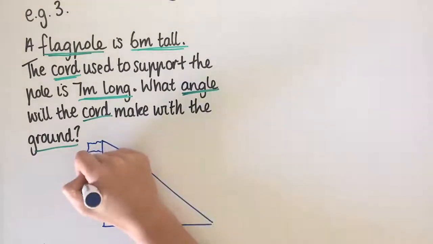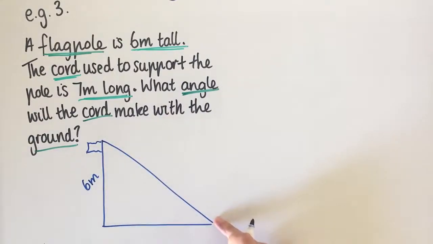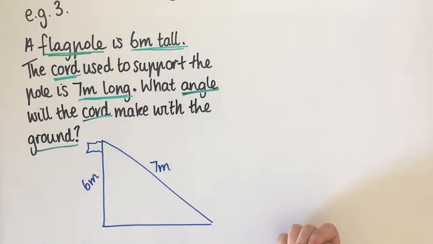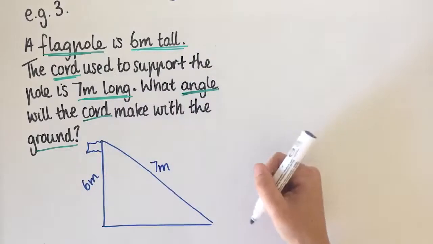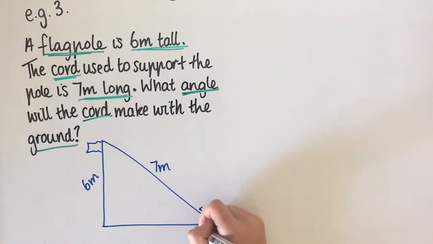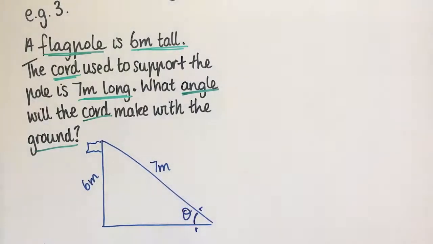This is 6 meters tall. This is going to be the cord that's used to support it. So that's 7 meters. And if we're trying to find the angle the cord makes with the ground, this is the cord, this is the ground. So that means we're trying to find this angle here.